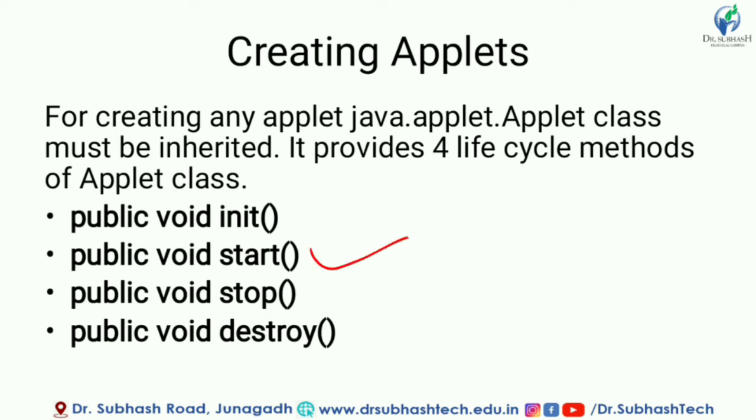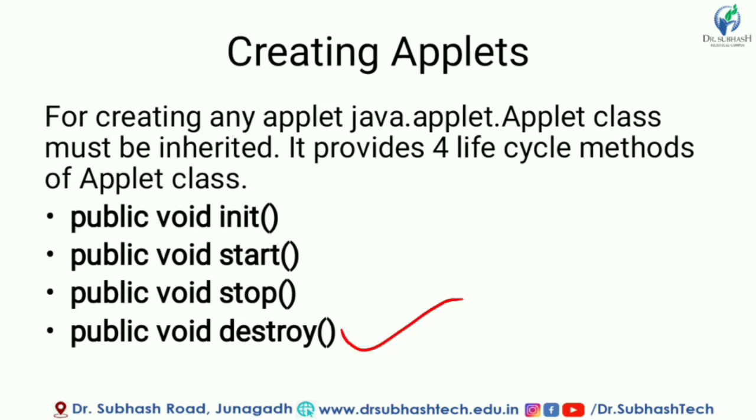Then we will use the start method, right? The start method is called when the applet is started after the init method, right? And this method will also be called whenever you are maximizing the applet. After that there is the stop method. The stop method will be called whenever we are trying to close the applet. Before the destroy method, the stop method will be called, and whenever you are minimizing your applet, the stop method will be called.